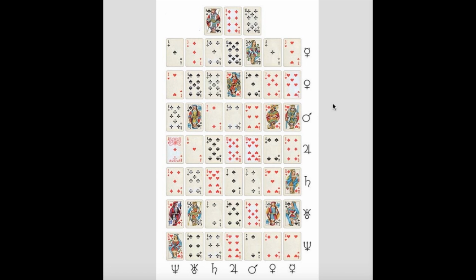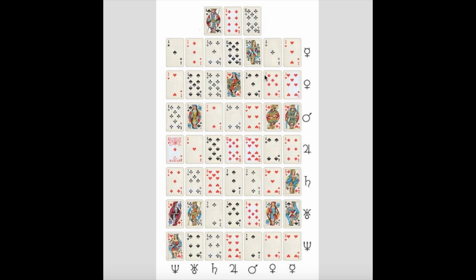What you will see in this chart is 7 rows horizontally, each row representing a planet. They go in a specific order, starting with Mercury, Venus, Mars, Jupiter, Saturn, Uranus, and Neptune. The reason they go in this order is their distance to the sun. Mercury is closest to the sun, Venus is second closest, and so on, where Neptune is the farthest.